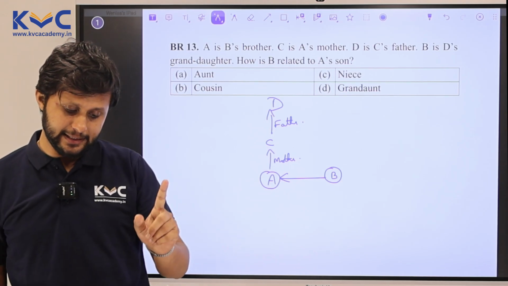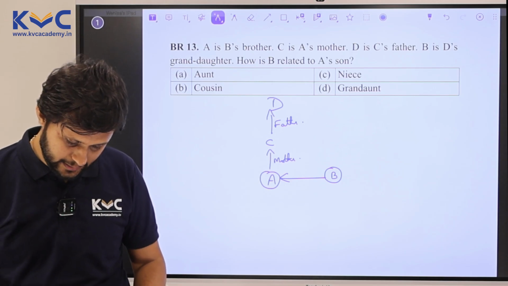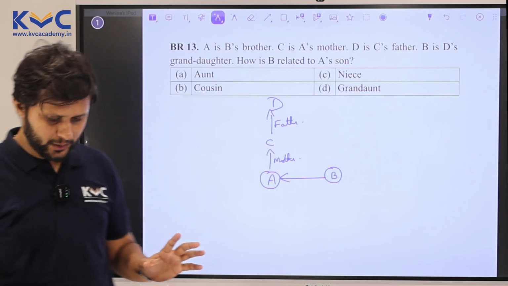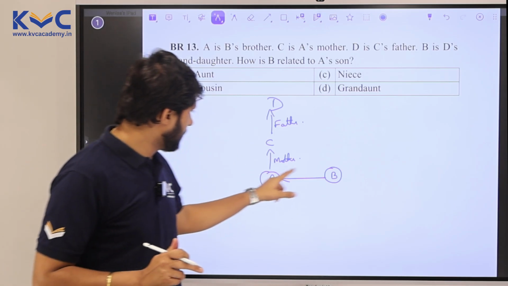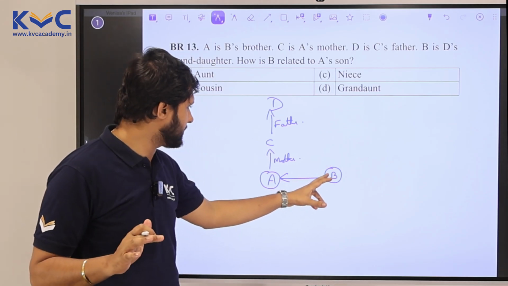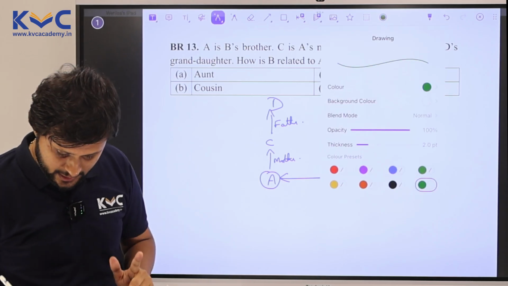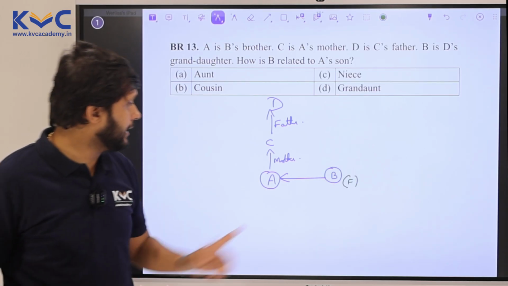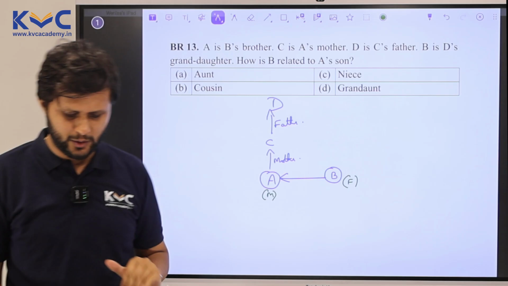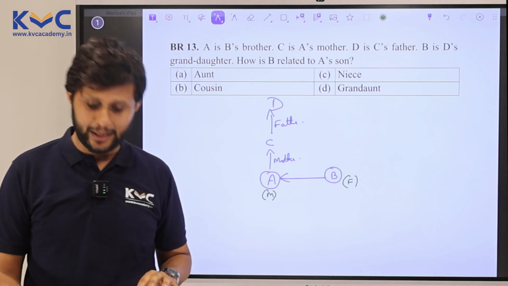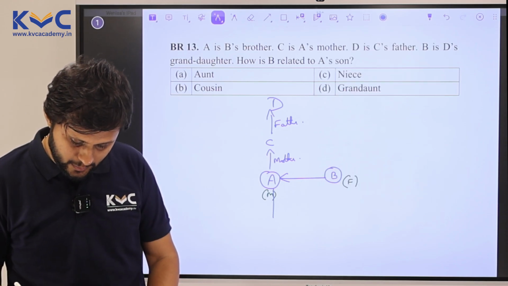B is D's granddaughter. D's granddaughter. Okay, anyways, that is given, right? Because we have two generations, grand and daughter. Okay, so basically, I think they're telling us that the gender is a female. Otherwise, there was no particular reason. And you have to mention gender. I use green color. This is a female. Son is there. This one is male. Okay, remaining mother, father, not required, I guess. How is B related to A's son? There is A's son now. Okay.